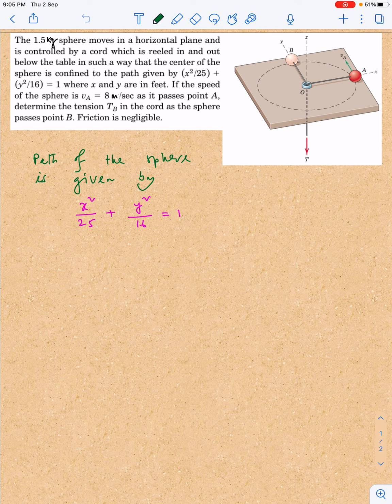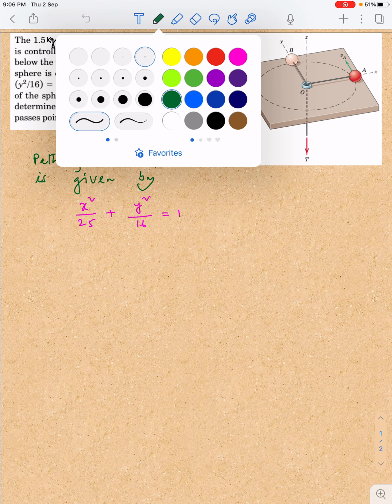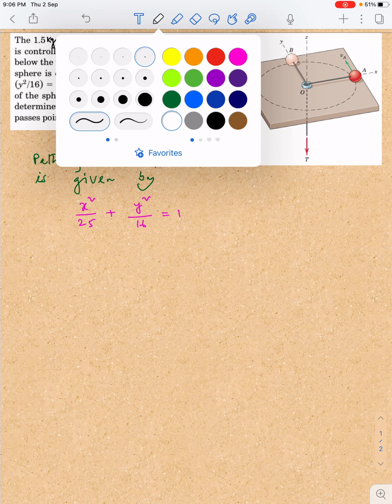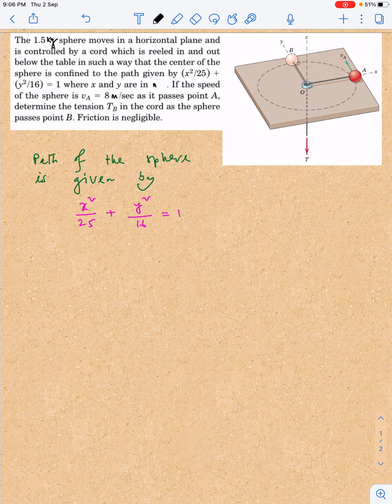I will modify this question suitably. I cannot take that they are in feet because we are habituated to the SI system. So just for the sake of simplicity of the question, I will take it in meters. And if the speed of the sphere is 8 meter per second as it passes point A, determine the tension TB in the cord as the sphere passes point B. Friction is negligible.